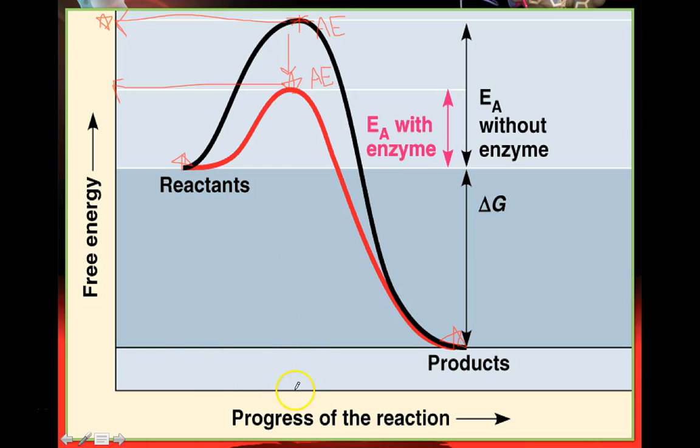Remember, our x-axis down here is representing time because it's progress of the reaction. And look how much less time we have. At this point, we are much lower than we are right over here. It's not a straight line, but you can see what I'm doing here. Okay? So not only does the activation energy get lowered with enzymes, but the reaction speed is also increased. And that's what enzymes do.